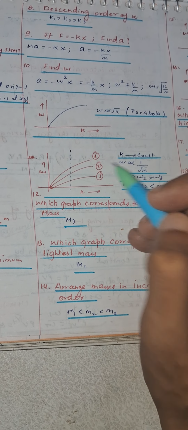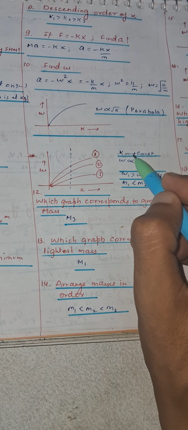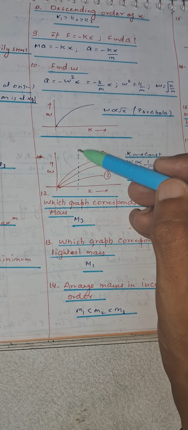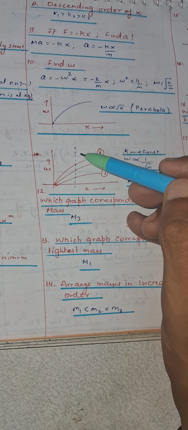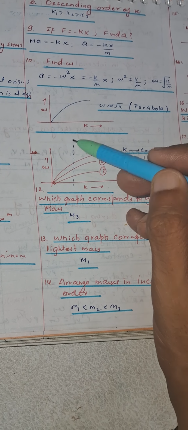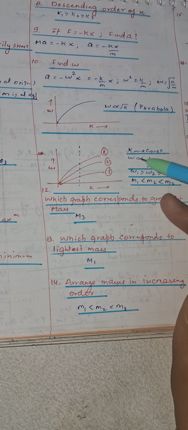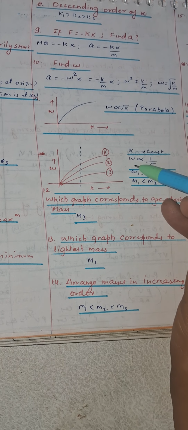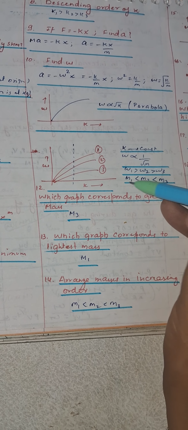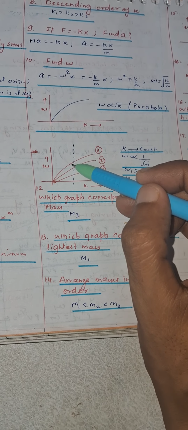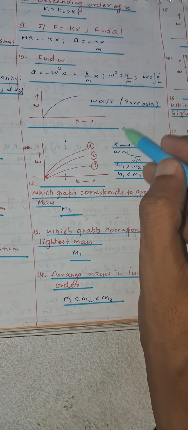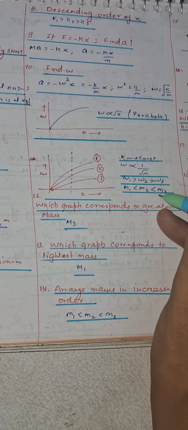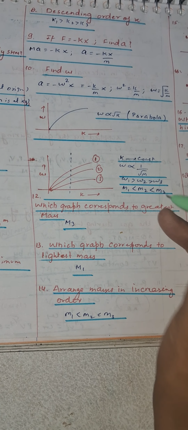Then we have three different cases, so we can observe that omega is proportional to 1 by root m if I make k constant. So just draw a line perpendicular to the k axis. Because of this, k will be the same for all three curves. So omega is proportional to 1 by root m. Larger the value of omega, smaller will be the value of the mass. From the graph, omega 1 corresponds to the greatest value, so the order is omega 1 greater than omega 2 greater than omega 3. Mass will follow the reverse order, so we have m1 less than m2 less than m3.